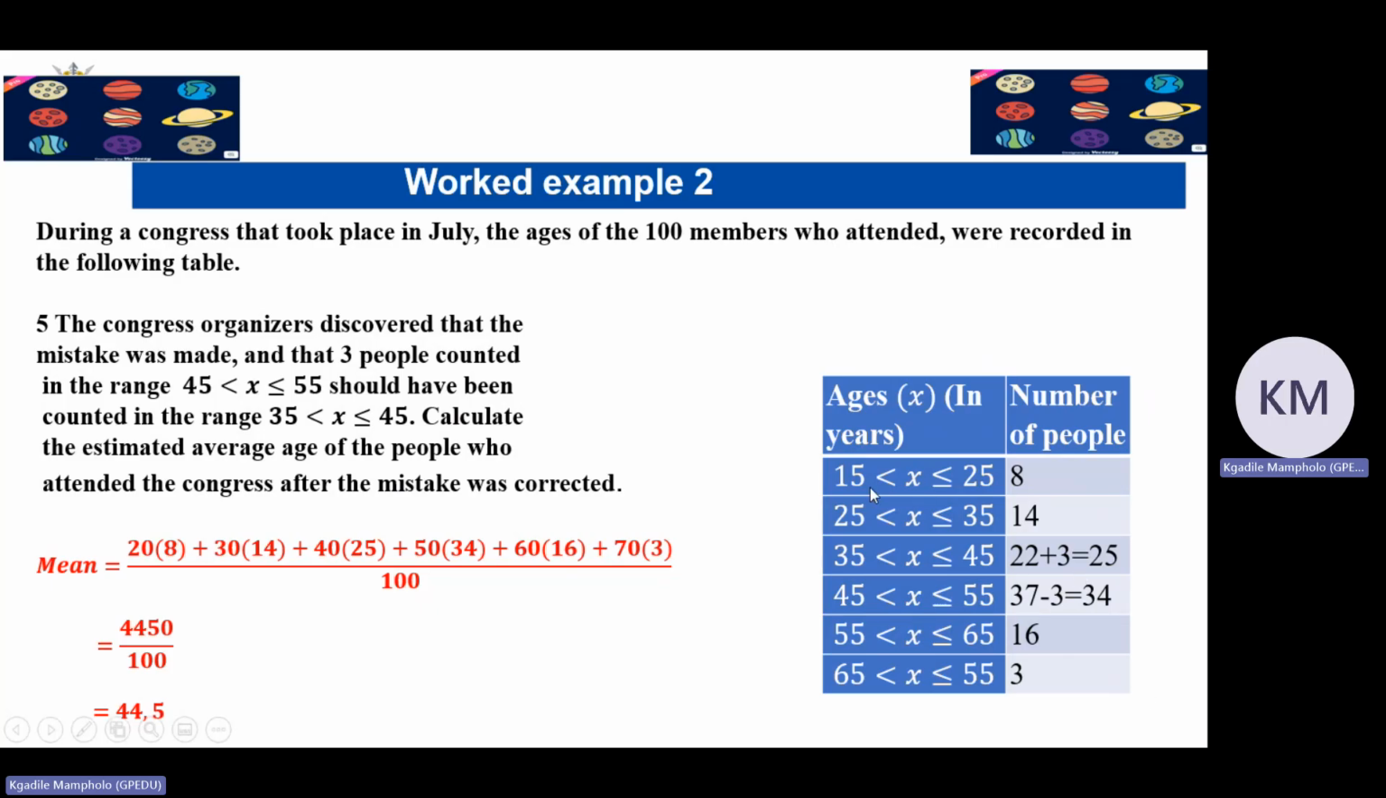So that is why we say the midpoint here is 20, 6 times 8. Then the midpoint here will be 30 times 14, 40 times 25, and then 50 times 34, 60 times 16, and then 70 times 3. Then you get the answer. Then it will be 44 over 50 over the 100. The 100 is the total. Remember, the total of 100 was given from the initial statement.